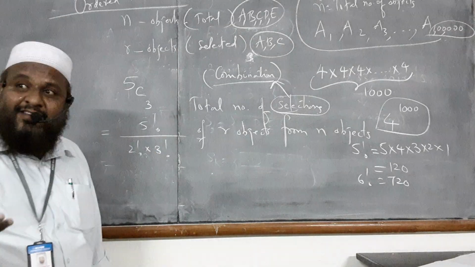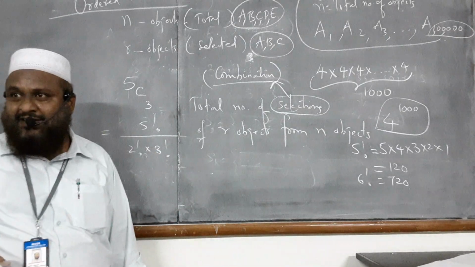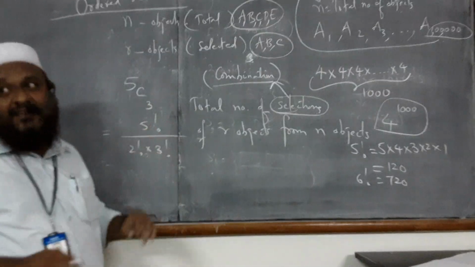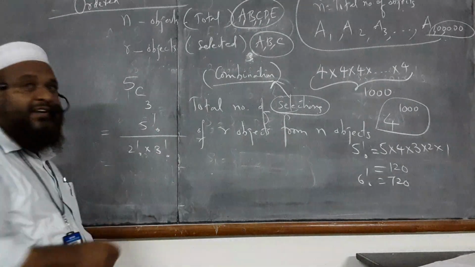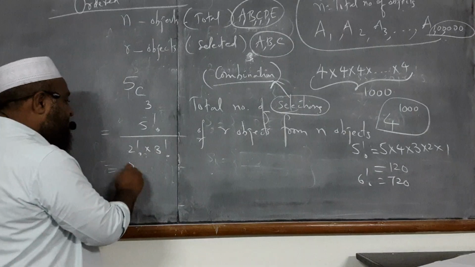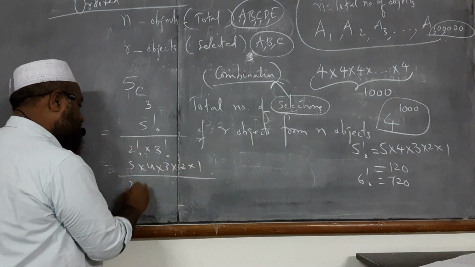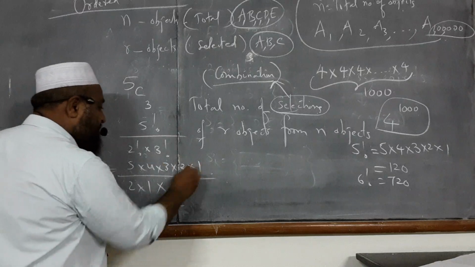But I say don't go with this factorial notation. There is a simple shortcut for calculating 5C3. I will tell you that. First of all, let us simplify this way. It is 5 into 4 into 3 into 2 into 1, divided by 2 into 1 into 3 into 2 into 1.